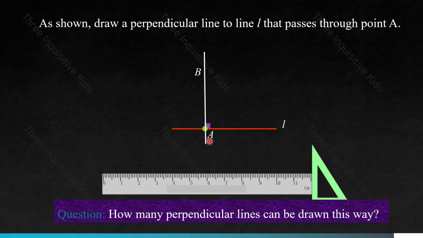So how many perpendicular lines can be drawn this way? Only one can, because there is one point A that this line has to cross through and intersect line L at.